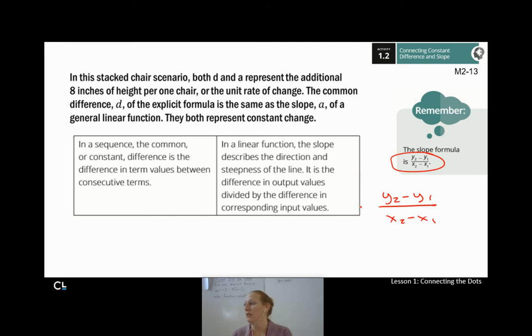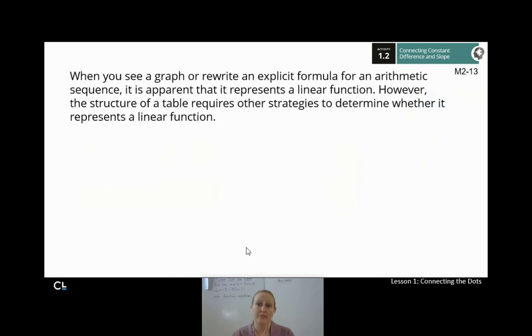It's been a while since you've done this. It's been a while since you've seen this. It is going to be coming back. So don't forget that that's slope. But we now know that's also your common difference. So rise over run. Subtract your y values for your rise. Subtract your x values for your run.